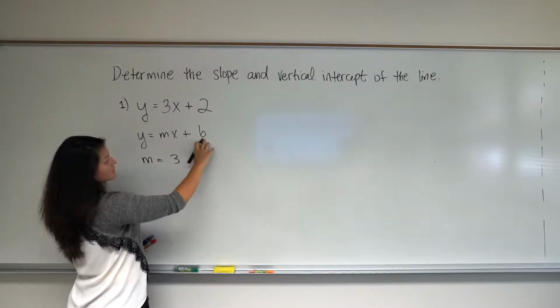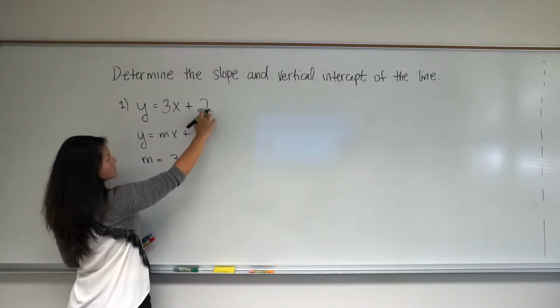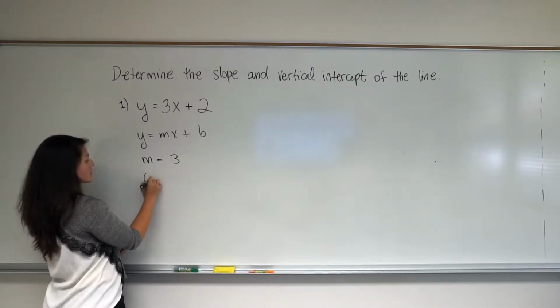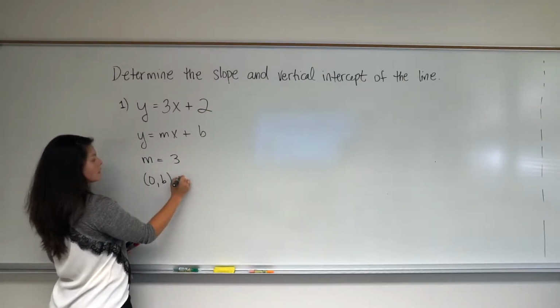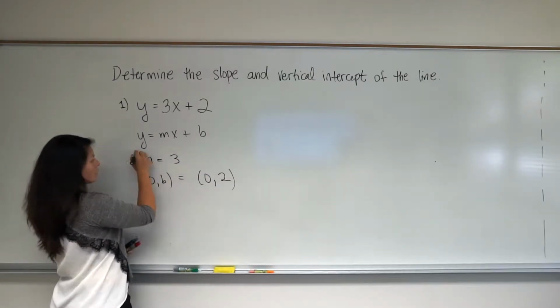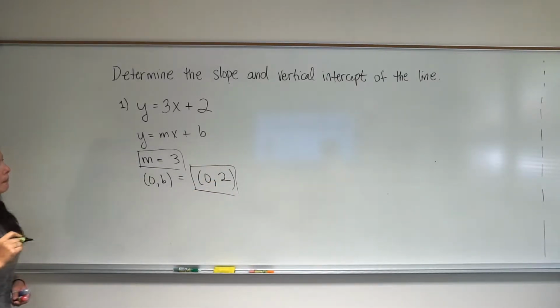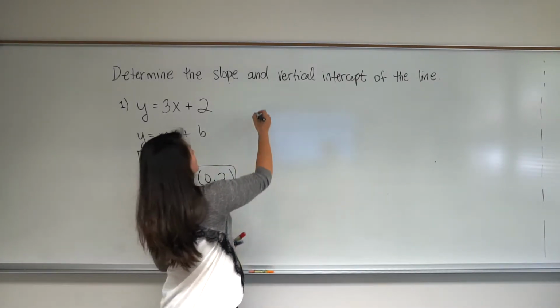And b gives us the point that's the vertical intercept. So here b is 2. So the vertical intercept, which is 0, b, for this equation is 0, 2. So here's our slope, and here's our vertical intercept. Okay, let's take a look at another example.